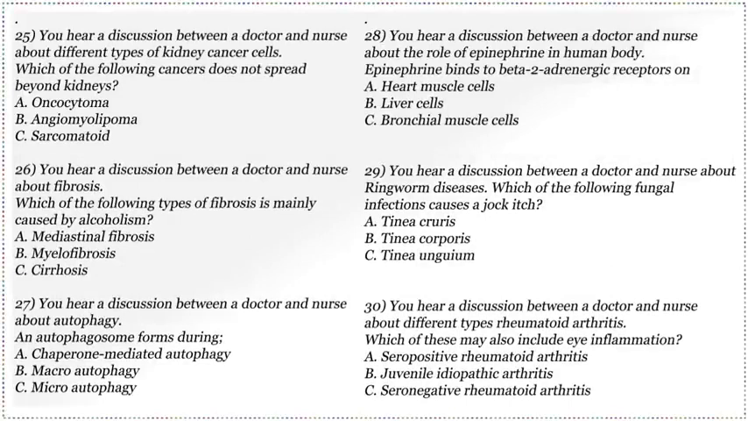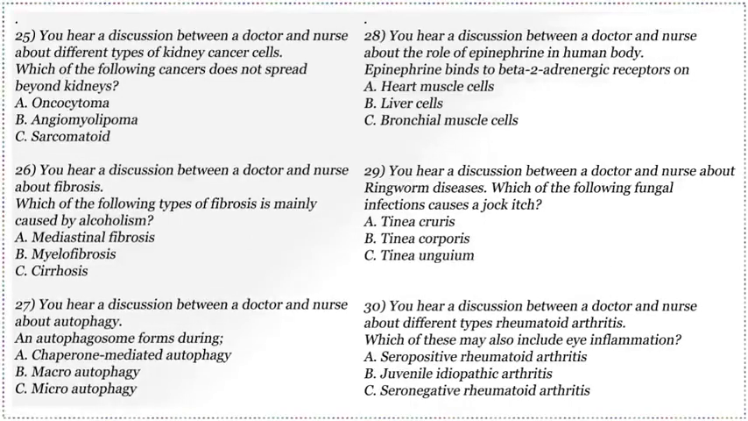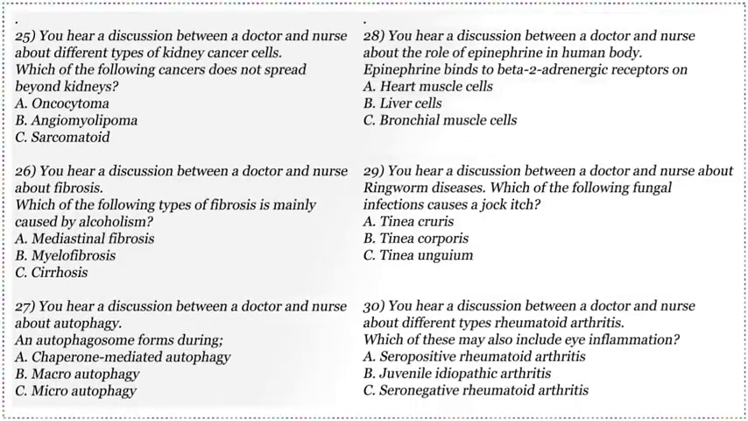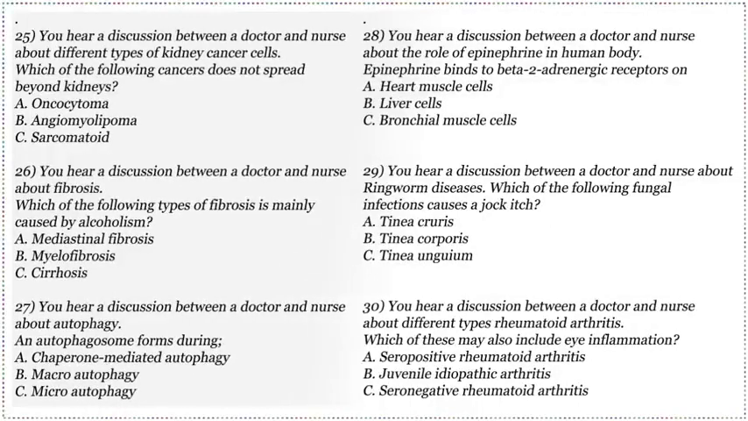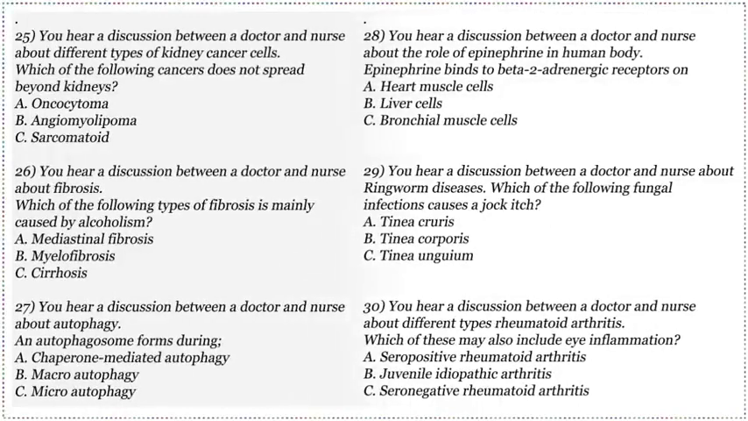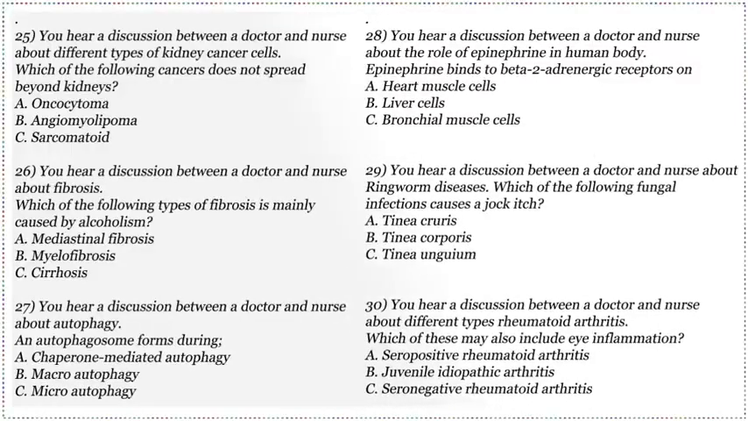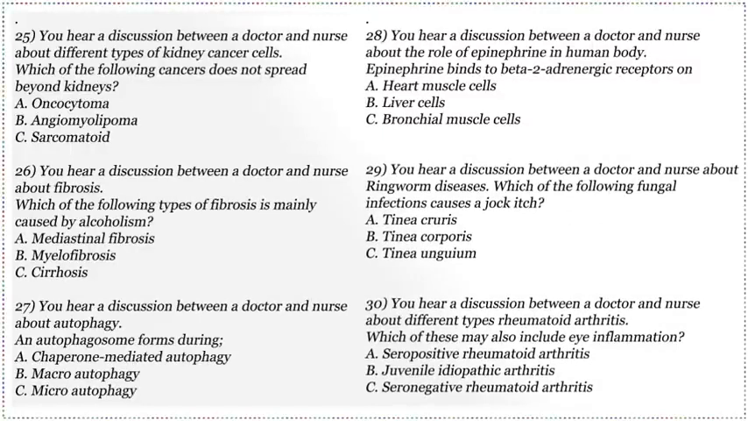Macroautophagy processes involve delivery of cytoplasmic cargo to the lysosome through the intermediary of a double membrane bound vesicle, which is called an autophagosome, that fuses with the lysosome to form an autolysosome.